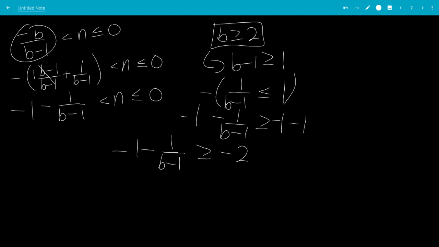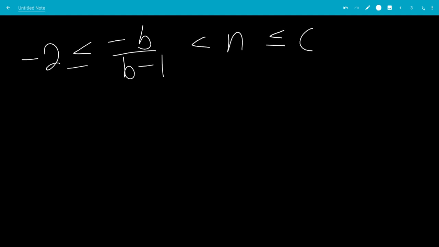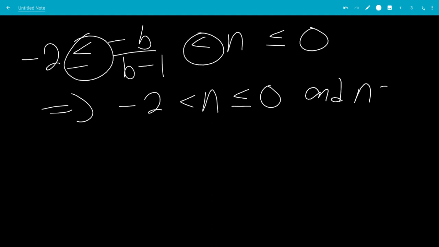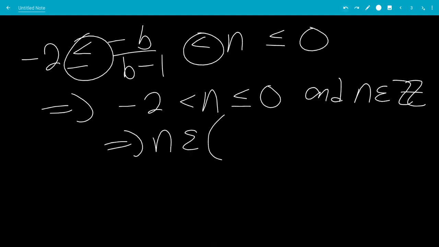So now we have the inequality: negative 2 is less than or equal to negative b over b minus 1, right? Less than n, less than or equal to 0. This means that because this is an inequality and this is equality, we take the strict inequality only, so this is negative 2 less than n, less than or equal to 0. And n is an integer. This means that n is an element of 0 and negative 1.